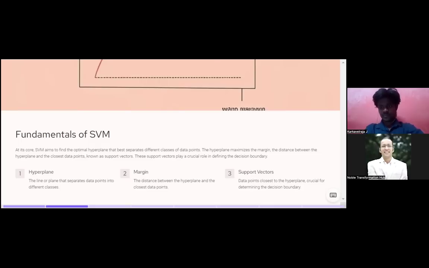So again, I will reiterate so that confusion is cleared, because a lot of people get confused, or they think it is rocket science. Hyperplane is a line or a plane that separates data points into different classes. Margin is the distance between the hyperplane and the closest data points. Support vectors are the data points closest to the hyperplane, crucial for determining the decision boundaries.